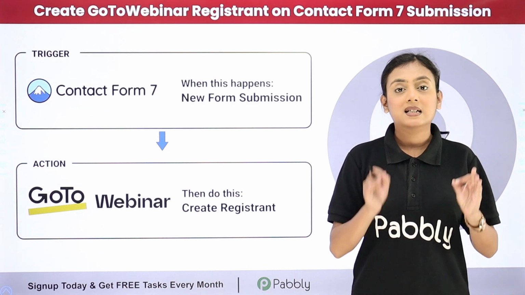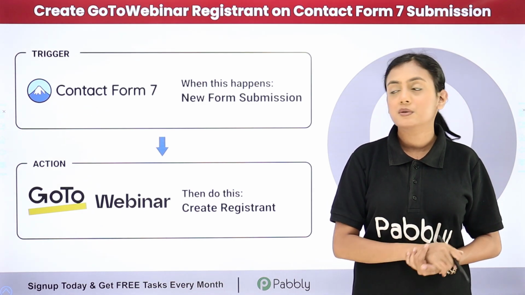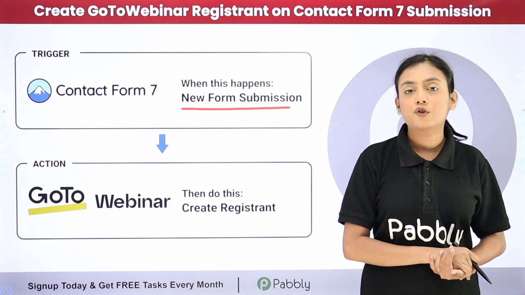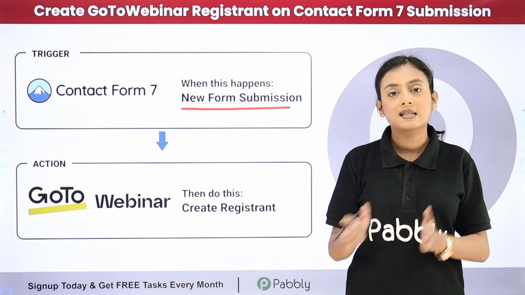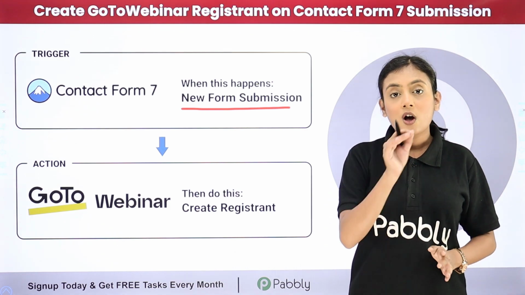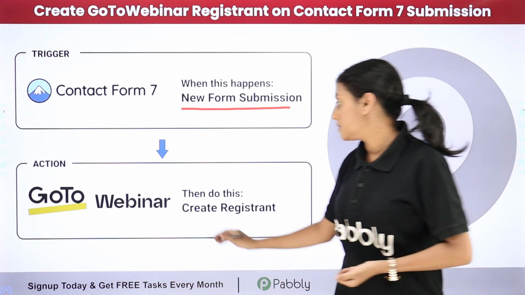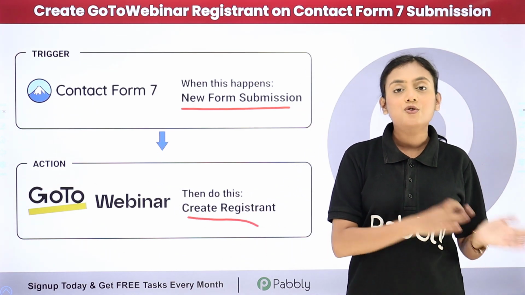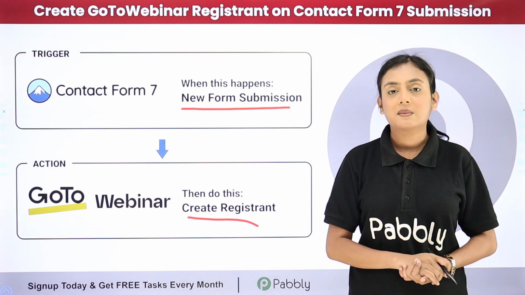Here what I want is that as soon as any interested person submits a new form using Contact Form 7 to register themselves in the webinar that I'm hosting, automatically, I want to create that person as a registrant in my GoToWebinar account. Now, doing this manually is going to be very time consuming.